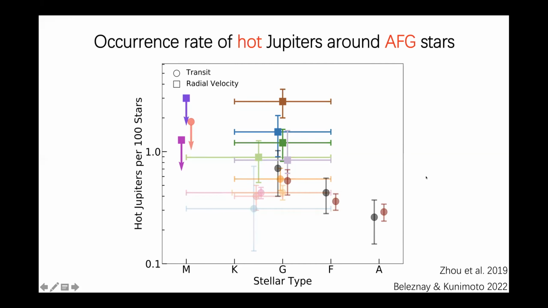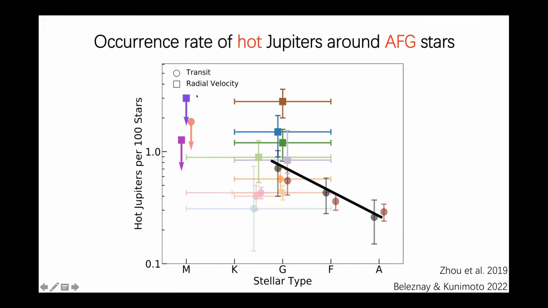In particular, based on the TESS data, Zhou et al. 2019, these three gray dots on the bottom right, as well as Beleznay and Kunimoto 2022, the three dark red dots on the bottom right, both found a correlation between a higher hot Jupiter occurrence rate and lower stellar mass. It seems that this correlation could be extrapolated to low mass M dwarfs, although the previous three measurements on the M dwarfs are the upper limits given their non-detection results.